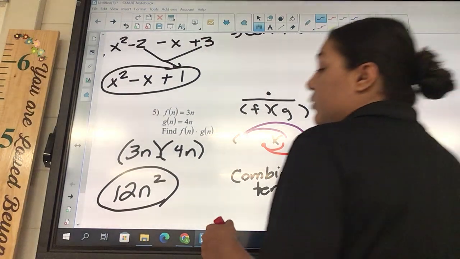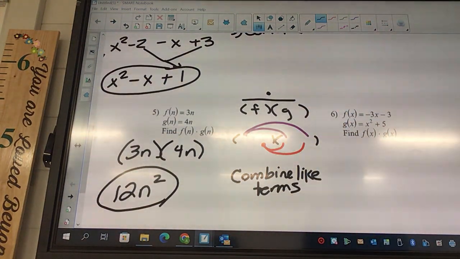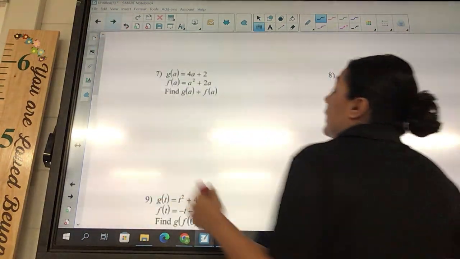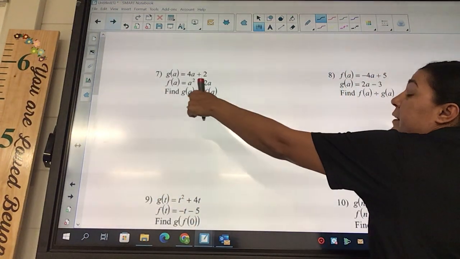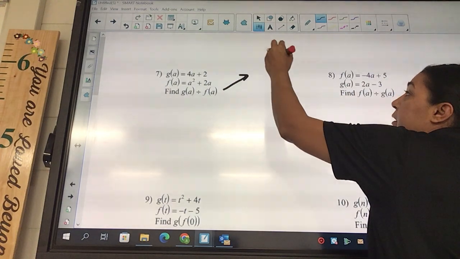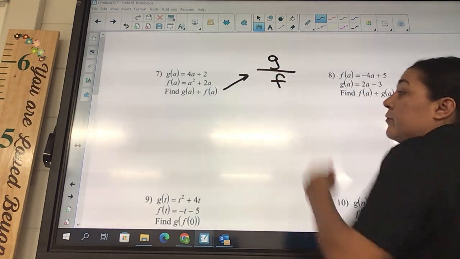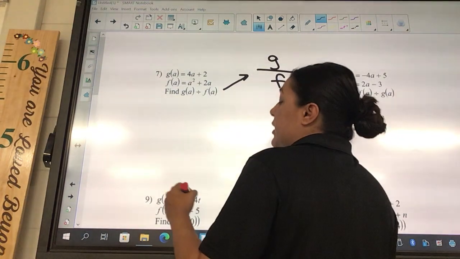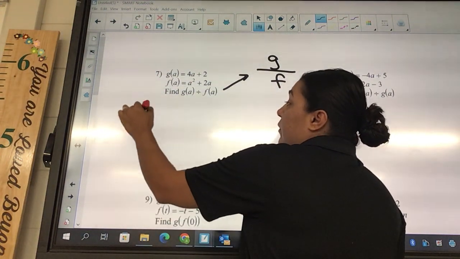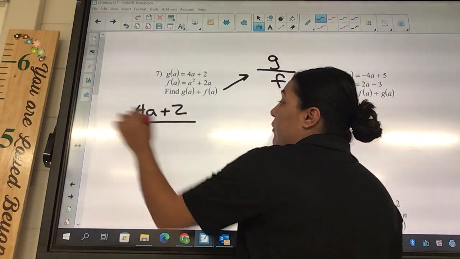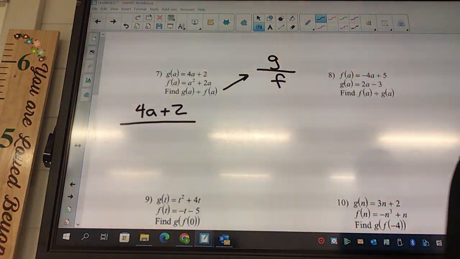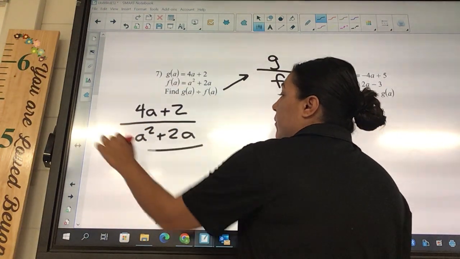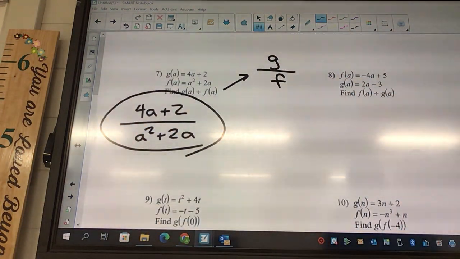Okay, the next one is what? What is number 7? Division. Okay, the division ones are pretty easy. So see how this says G divided by F? It's going to go G over F. Okay, so what is my G? 4A plus 2 over, what's my F? A squared plus 2A. And it's done.